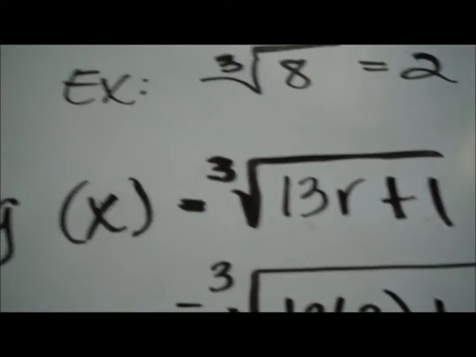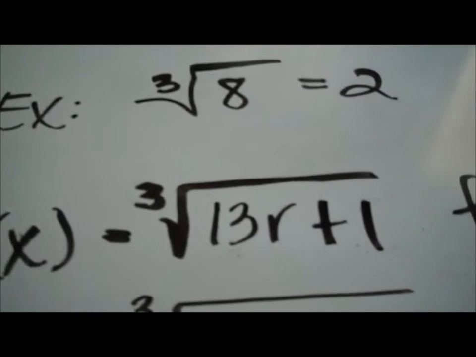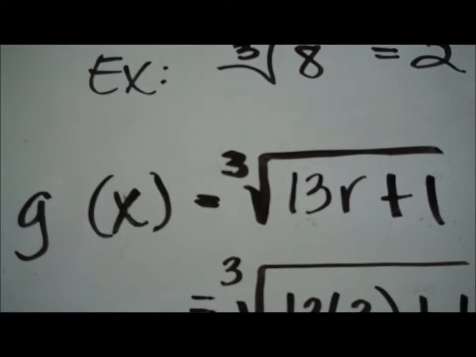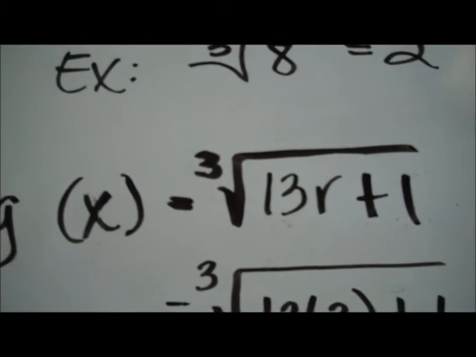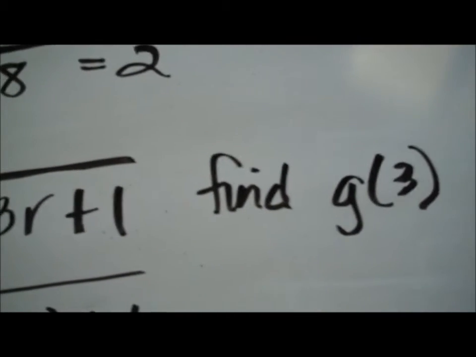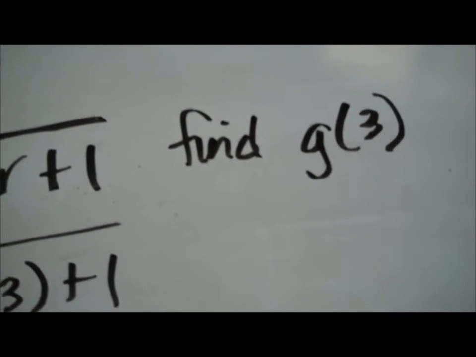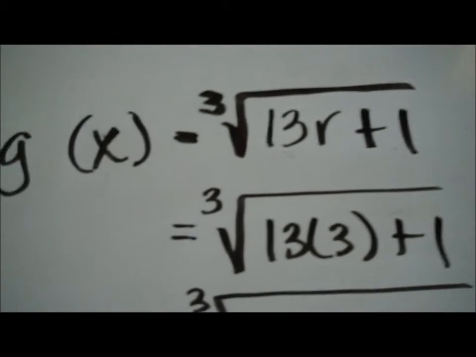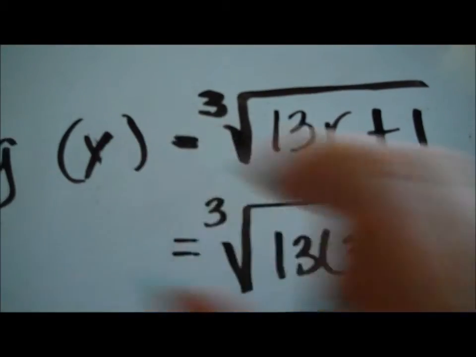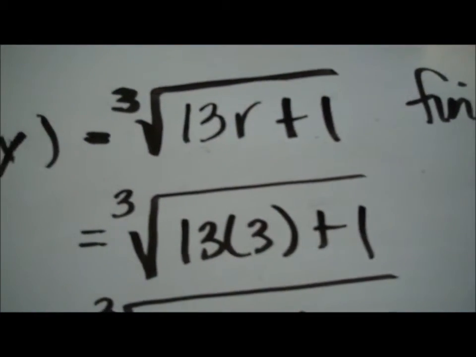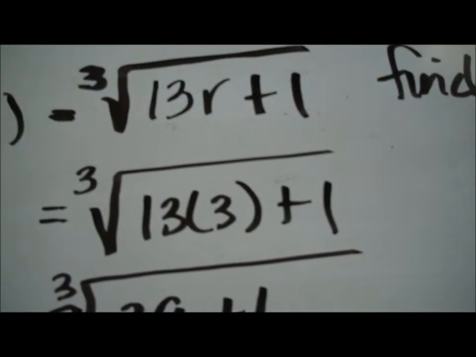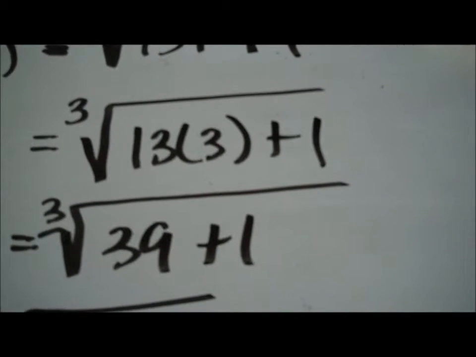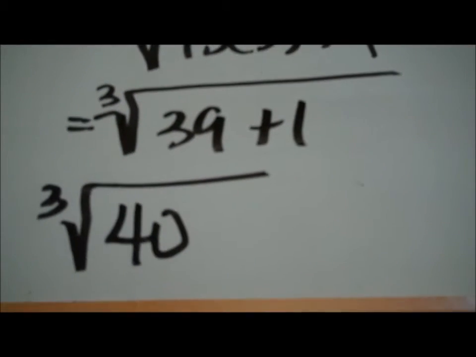Okay, we have this function here, g of x equals the cube root of 13r plus 1. I want you to find g of 3, so that means substitute 3 in for our variable. Sorry about that, this should be an r. So we substitute that in for r, so we get the cube root of 13 times 3 plus 1, which is 39 plus 1, which is 40.